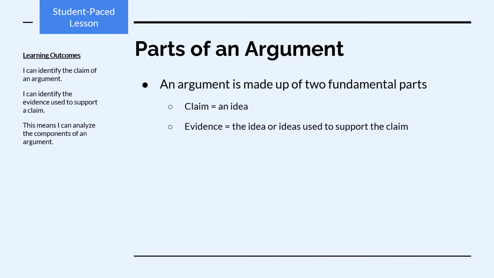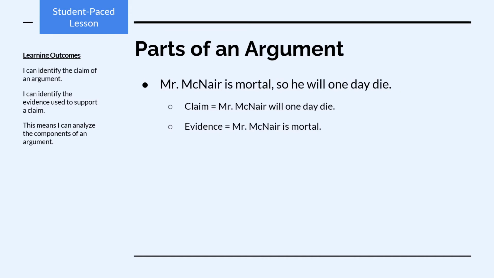Let's start by looking at the parts of an argument. An argument is made up of two fundamental parts: the claim, which can be any idea, and the evidence, which is the idea or ideas used to support the claim. For instance, if I were to say that Mr. McNair is mortal, so he will one day die, the idea I'm trying to prove is that Mr. McNair will one day die. That is my claim. The idea supporting that claim is that Mr. McNair is mortal, so that would be my evidence.